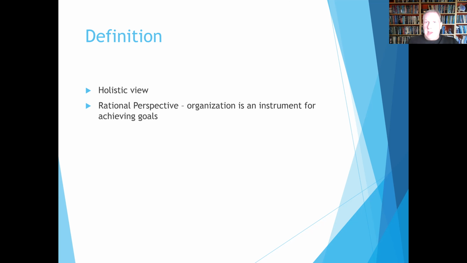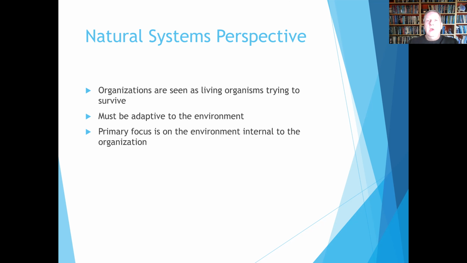In open systems theory, we again take a holistic view, but our holistic view goes beyond the walls of the organization and includes the external environment as well. So we can really look at the relationship between the organization and the external environment that that organization operates within. Both closed systems as well as open systems theory both take a very rational type of perspective in that they view the organization as an instrument for achieving goals. And so at the end of the day, we are still looking at the ability of the organization to achieve its goals and its objectives.